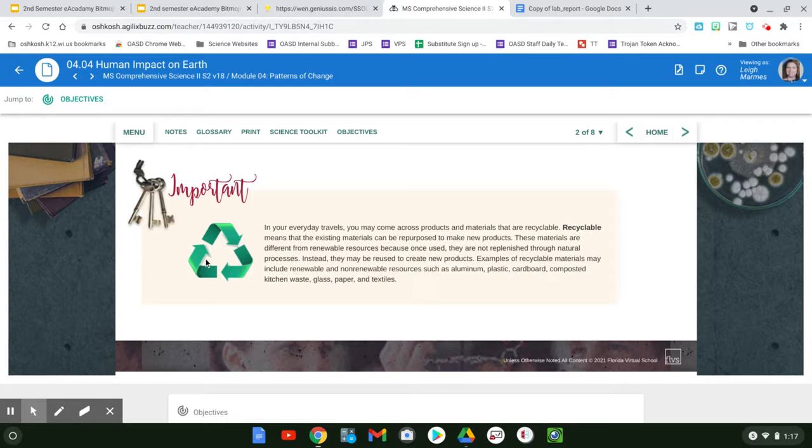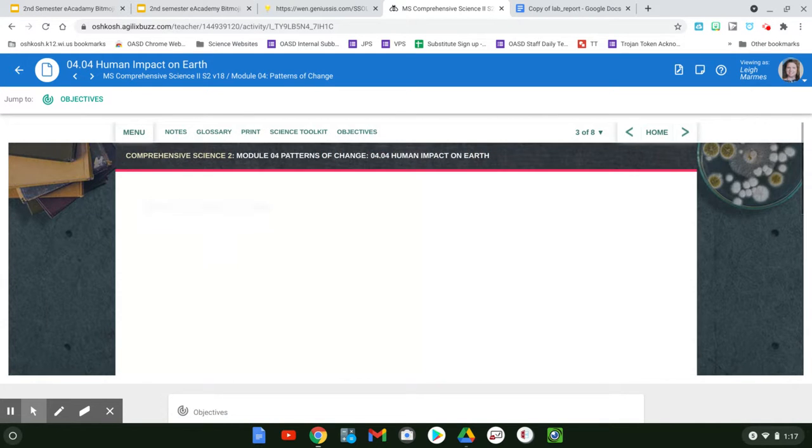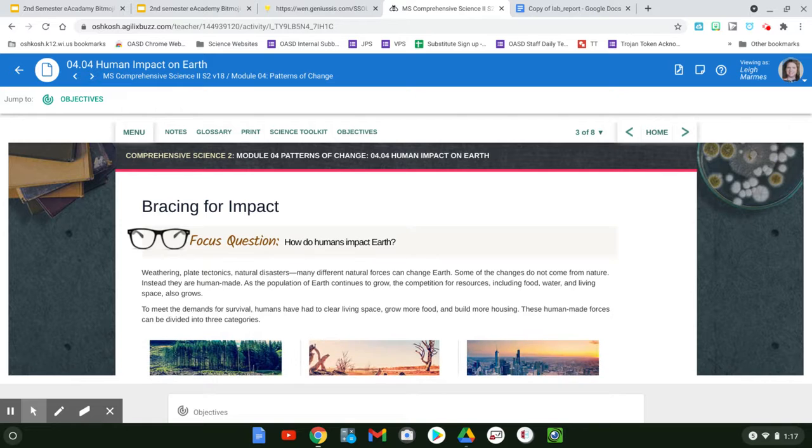You may have seen the sign before. Obviously it's recycling. And what does that mean? Reuse, reduce, and all that jazz. Okay. Let's see here. How do humans impact the Earth?